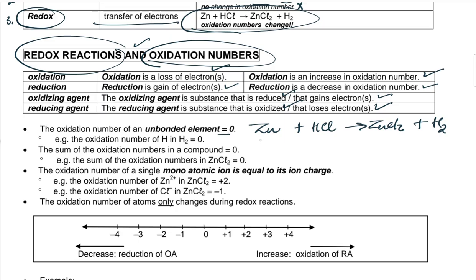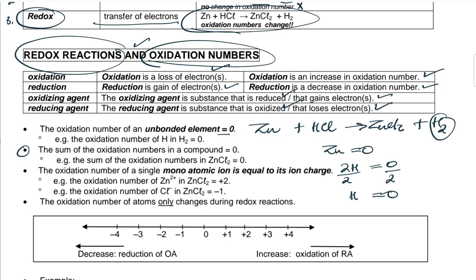Now, the oxidation number of an unbonded element must be equal to 0. An example here, this Zn is an unbonded element, so it is equal to 0. What about H2 there? This is 2 hydrogens, so this is equal to 0. If you want the oxidation number for hydrogen, you divide by 2, and hydrogen will be equal to 0 there. So this is how we assign the oxidation numbers.